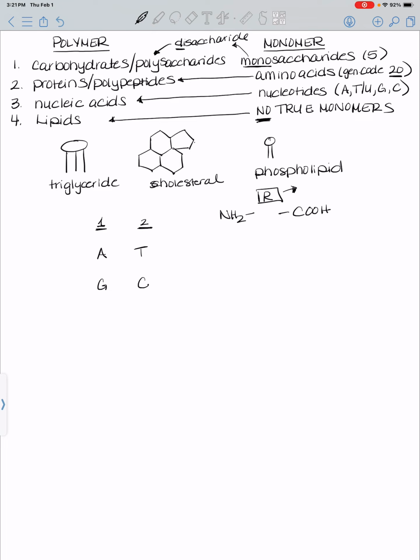to form hydrogen bonds. Adenine and thymine form 2 hydrogen bonds, and they're not true bonds, so I'm drawing them as dashed lines. And guanine and cytosine form 3 hydrogen bonds between each other.